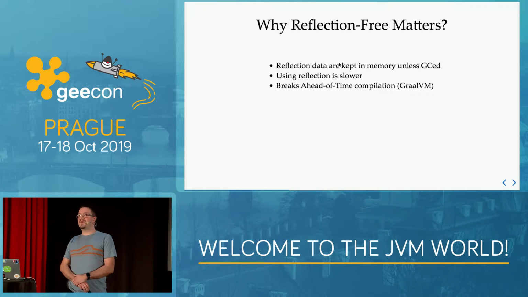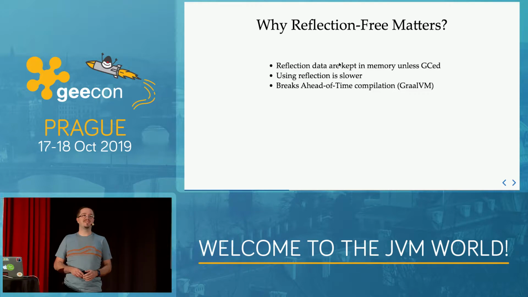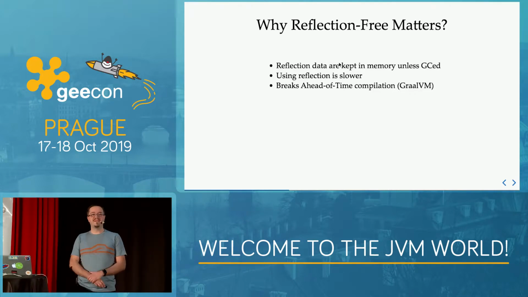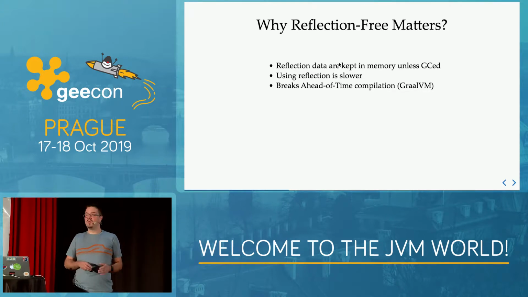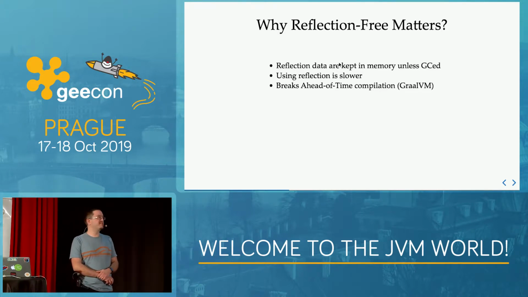And what has recently started to be a big challenge is this thing called GraalVM. It doesn't play well with reflection, because the ahead-of-time compiler, or pre-compiler, doesn't know what classes are going to be used if you use reflection. So it's good if you can avoid it.